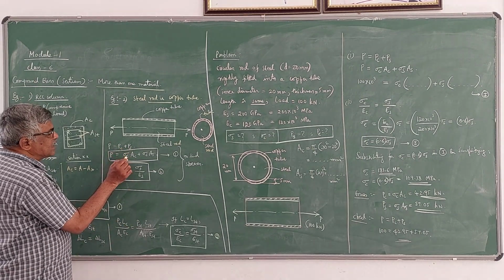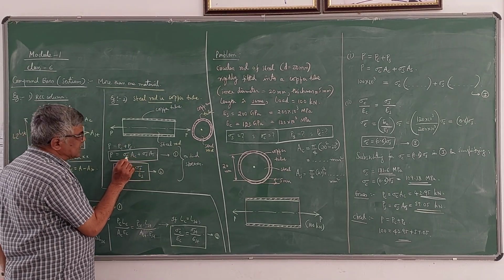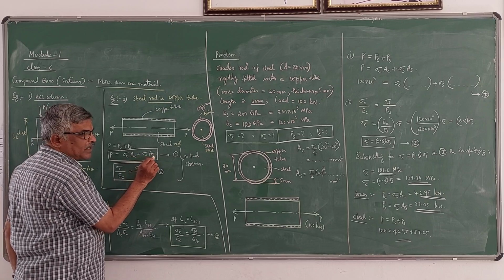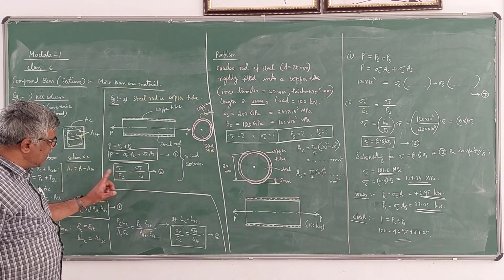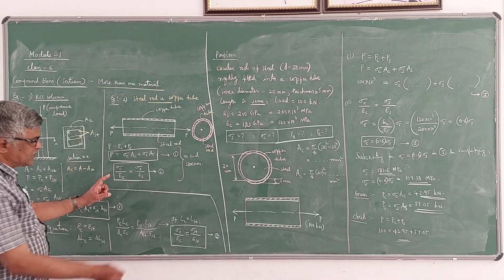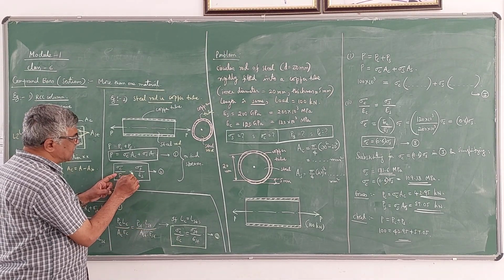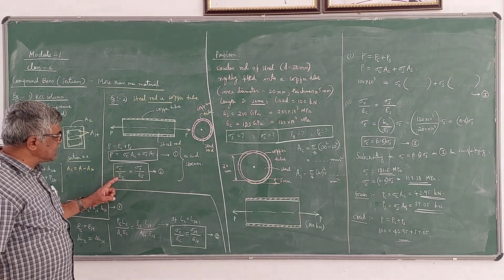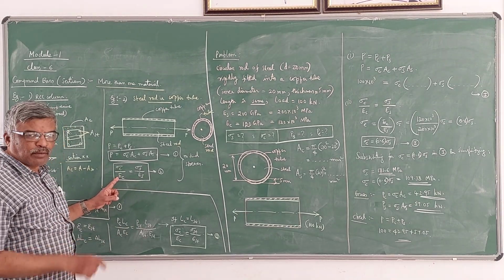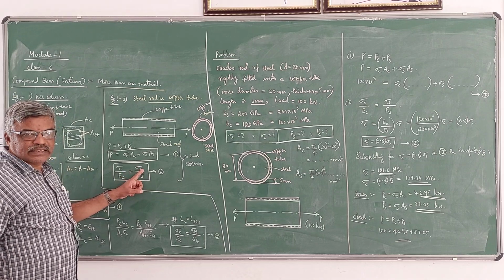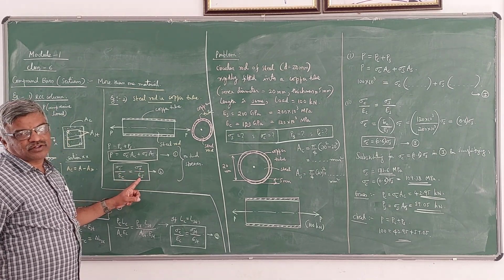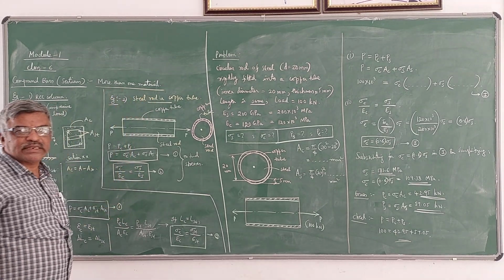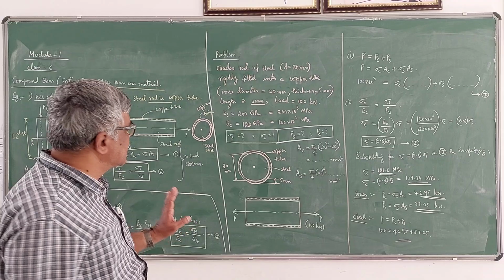Once again PC is sigma C into AC, stress in copper into area of copper, plus stress in steel into area of steel. Similarly, the compatibility equation will be similar to this: sigma C by EC is equal to sigma S by ES, where sigma C is stress in copper, EC is Young's modulus of copper, C stands for copper here, sigma S is stress in steel, and ES means Young's modulus of steel. So using these two equations, we can find out the stresses in both copper and steel separately.